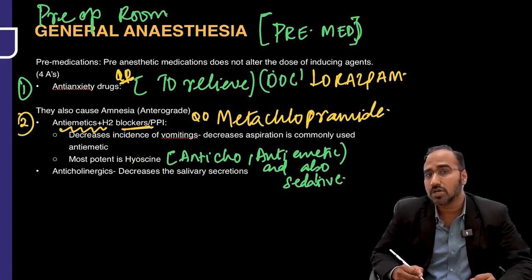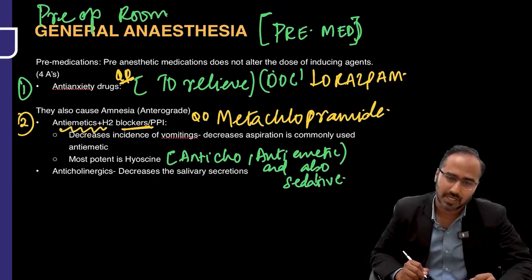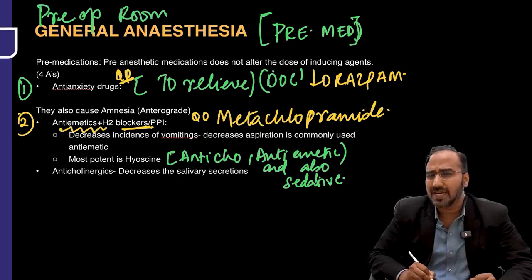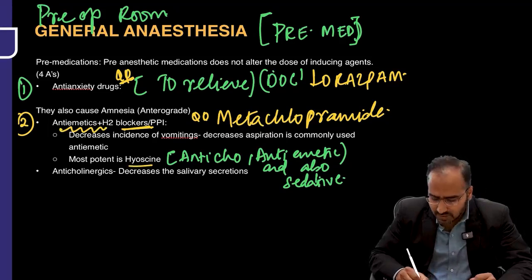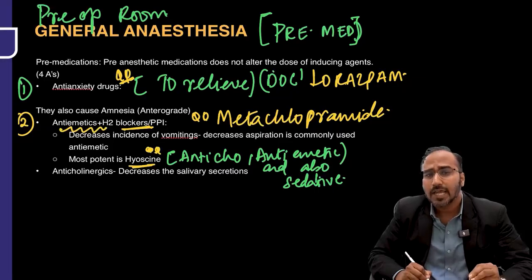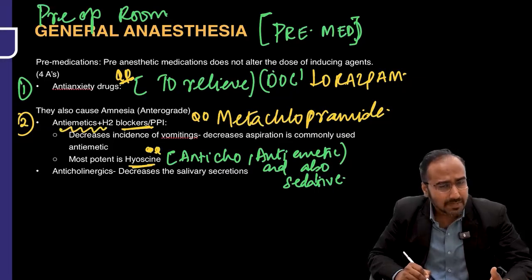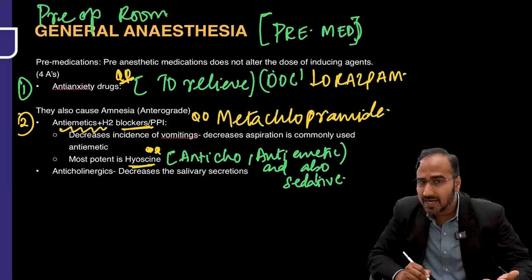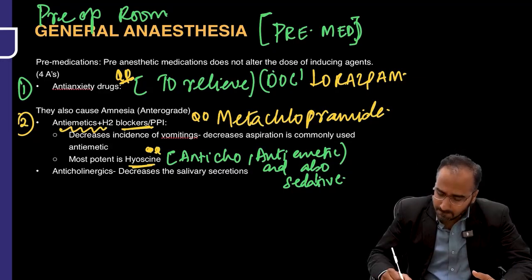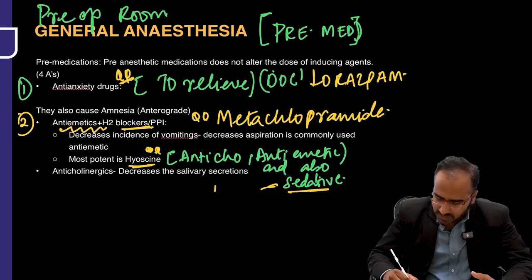Metoclopramide is the most commonly used anti-emetic drug. Okay. Next, apart from metoclopramide, hyoscine can also be used, guys. Nowadays, what we are doing is we are using hyoscine. The reason is hyoscine is not only having anti-emetic property, it also has anticholinergic property, and it also provides maximum sedation.